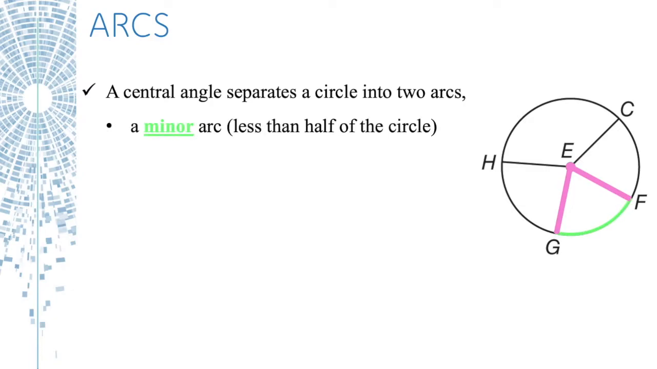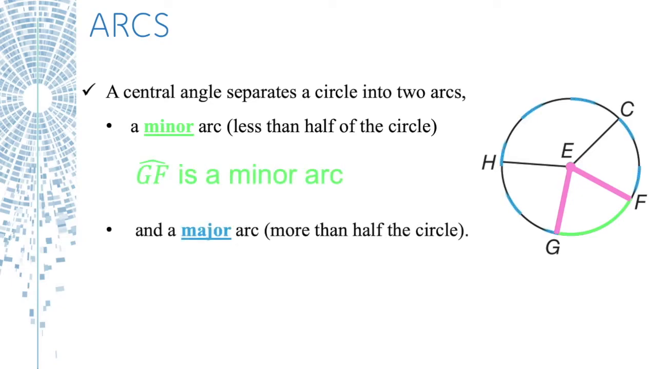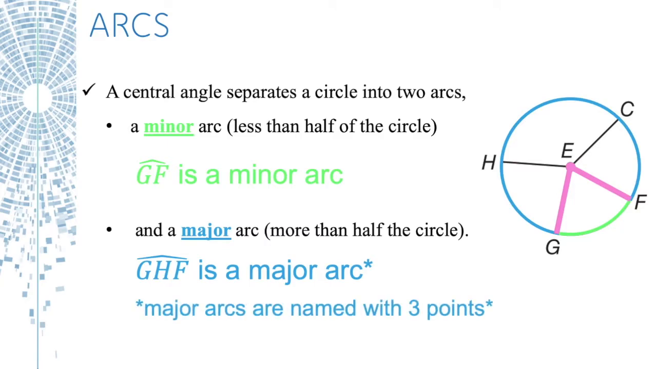A minor arc, that's one that's less than half the circle. So GF is a minor arc. And a major arc, which is more than half the circle. So GHF is a major arc. And major arcs are named with 3 points. So actually, we could have also called this one GCF.